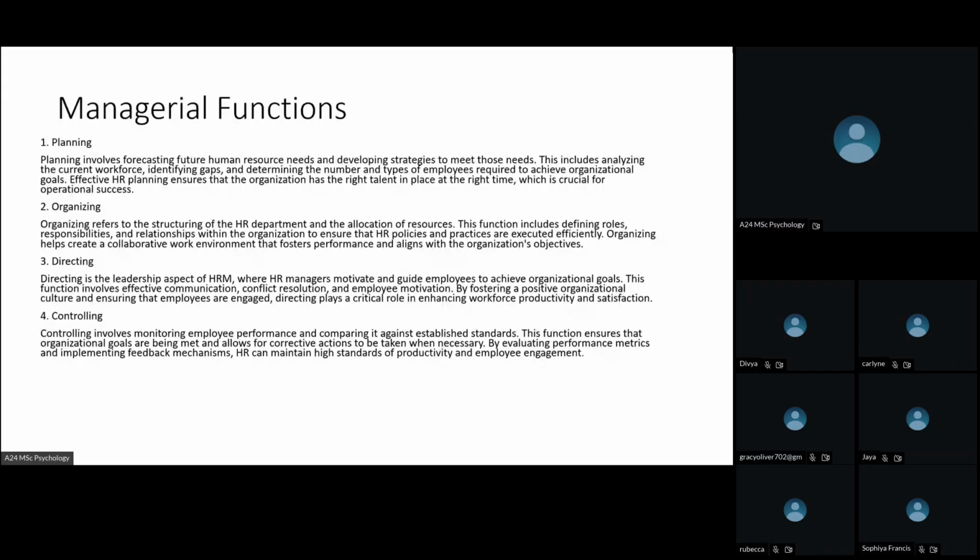And that is what they have explained in a very detailed format. They are saying: analyzing the current workforce, identifying gaps, determining the number and types of employees required to achieve organizational goals. Again, types of employees, because an app does not just require a person who knows how to code. It is not just that.